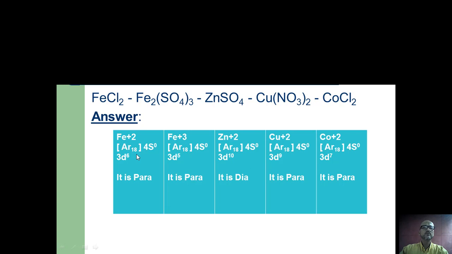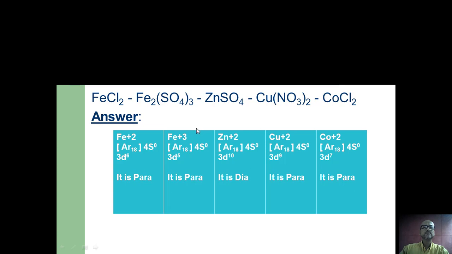If you configure this, it will be after argon 4s0, of course, and 3d6. 6 means there are some unpaired electrons. Yes, you got it. It will be para. Why? Because of the presence of unpaired electrons. At least one unpaired electron will make the substance para.